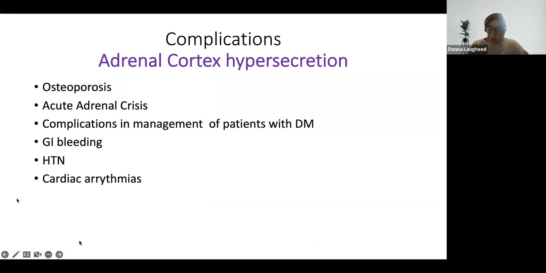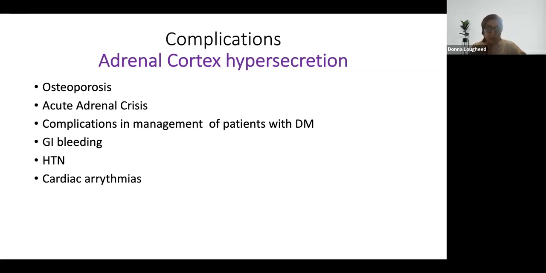Patients with adrenal cortex hypersecretion are at high risk for complications associated with excessive cortisol and aldosterone levels. So osteoporosis may develop, and it's relative to the effects of cortisol on bone density. And it increases the risk of pathological fractures. So what happens is all this cortisone decreases your bone density. So that is one of the complications of adrenal hypersecretion. In patients with hypercortisolism, secondary to exogenous corticosteroid treatment, an abrupt withdrawal of the medication can result in an acute adrenal crisis. So that's something you want to be aware of.